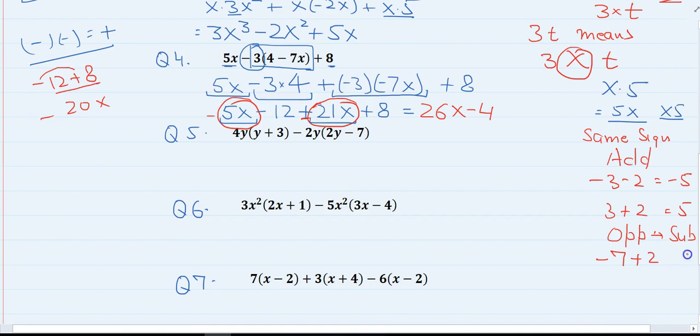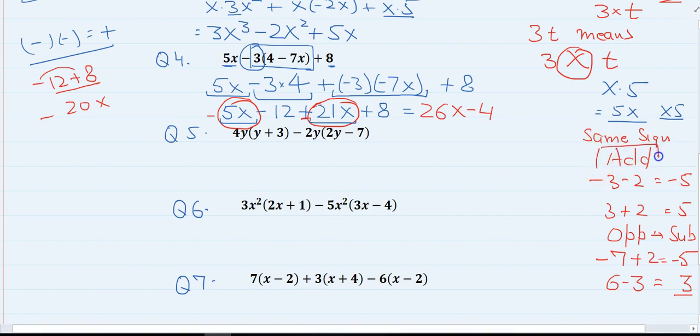7 minus 2, 5. Which is a bigger number, 7 or 2? I'm not talking about minus 7. Which is bigger, 7 or 2? 7 is bigger and 7 is having negative sign. So it will be negative 5. 6 minus 3, opposite numbers. So 6 minus 3 is 3. 6 is having bigger sign, so it will be 3. So that's how we do the calculations of negative and positive numbers.